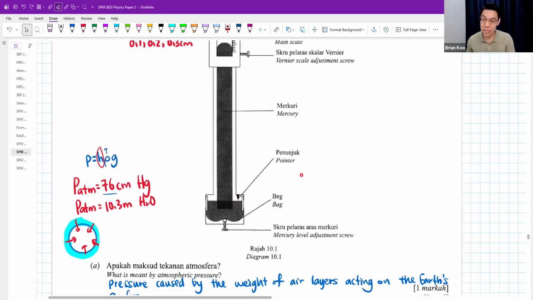Okay, the pointer is to tell exactly where the mercury level should be. Yeah, it must always be right at the pointer there. If it's too low or too high, you can always adjust the screw to push the bag of mercury up or down to make sure that whatever you are measuring is an accurate value. Yeah, you must always be at this pointer, and you start from here all the way up here. You measure that height.